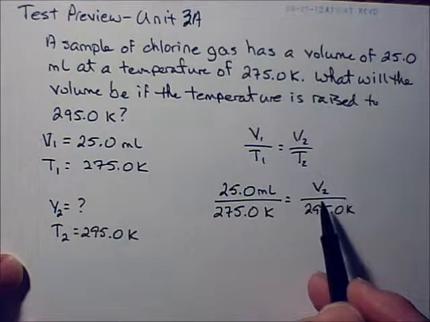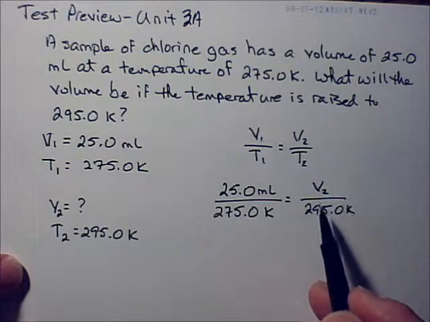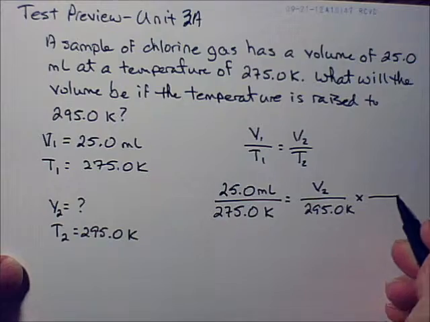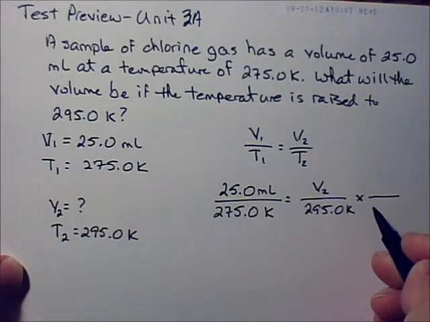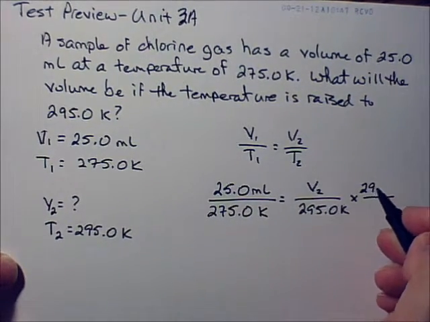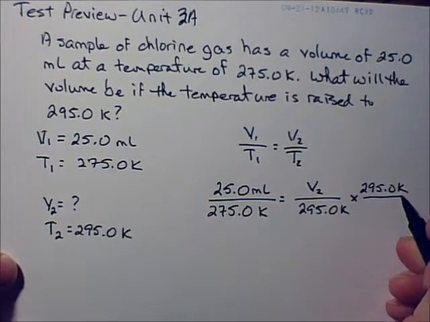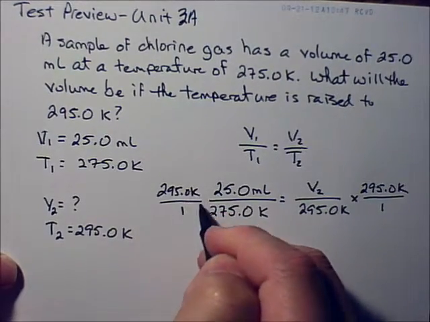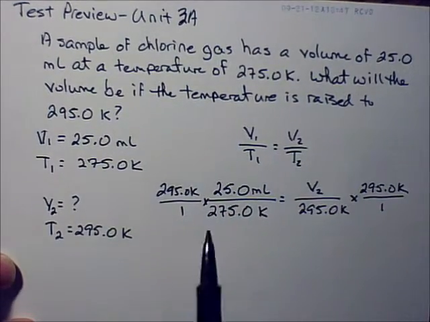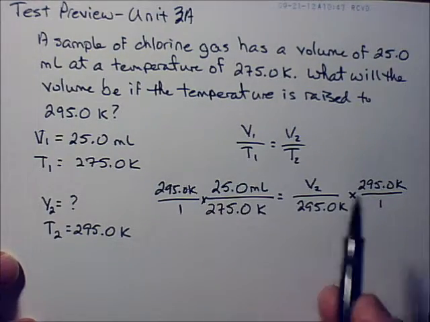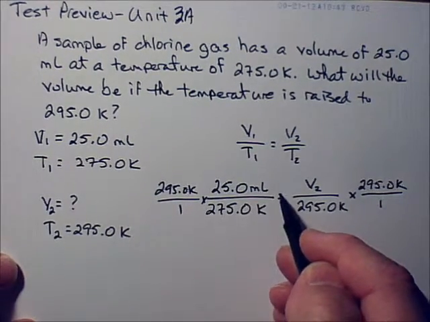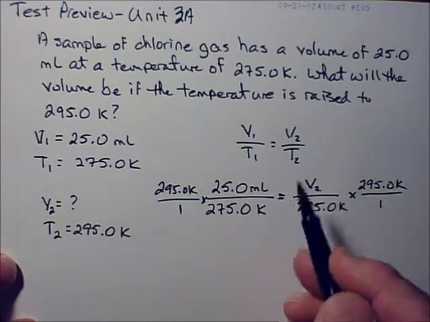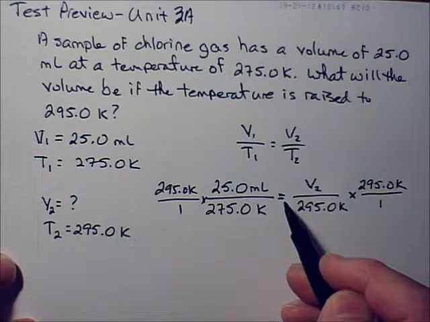Now we want to isolate the unknown. To get V2, the unknown, by itself, we multiply both sides of the equation by what's on the bottom, but put this number on the top: 295.0 K over 1. Just a word of warning, if you're doing math, make sure all of your math operators are in place and correct. If you have a times sign instead of an equal sign here, that's wrong.